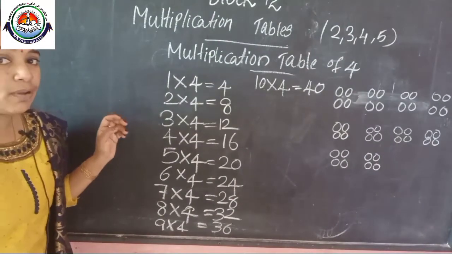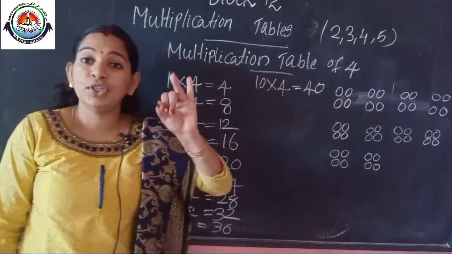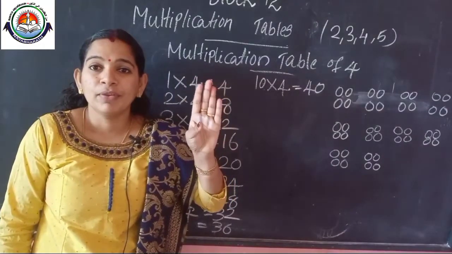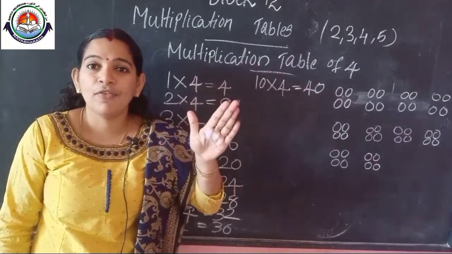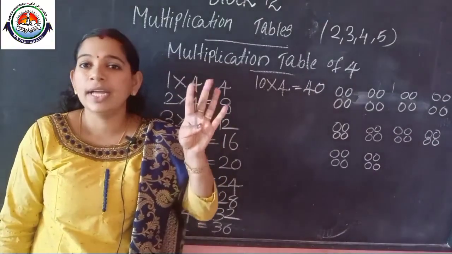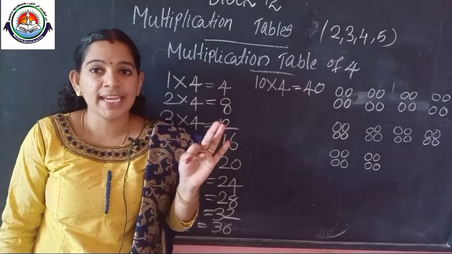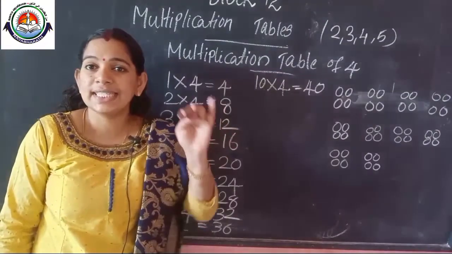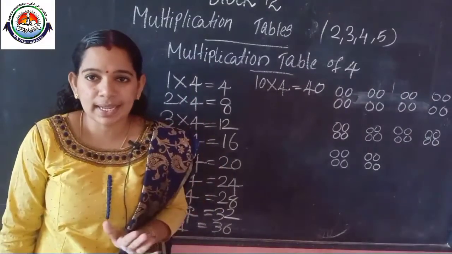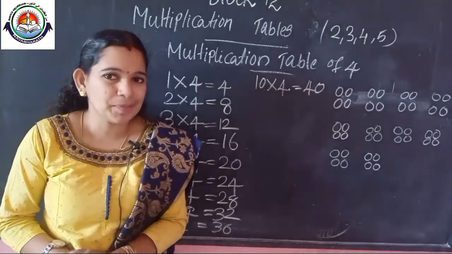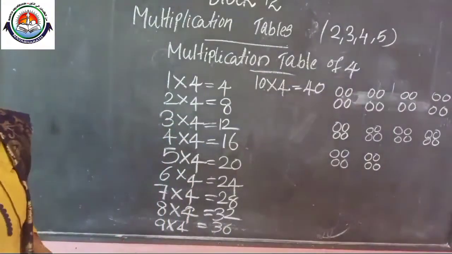What is the multiplication table of 4? 1 4 is 4, 2 4's are 8, 3 4's are 12, 4 4's are 16, 5 4's are 20, 6 4's are 24, 7 4's are 28, 8 4's are 32, 9 4's are 36, 10 4's are 40. Is it clear? Okay, we can do some problems from your content book. Are all ready? Okay, take your content book.